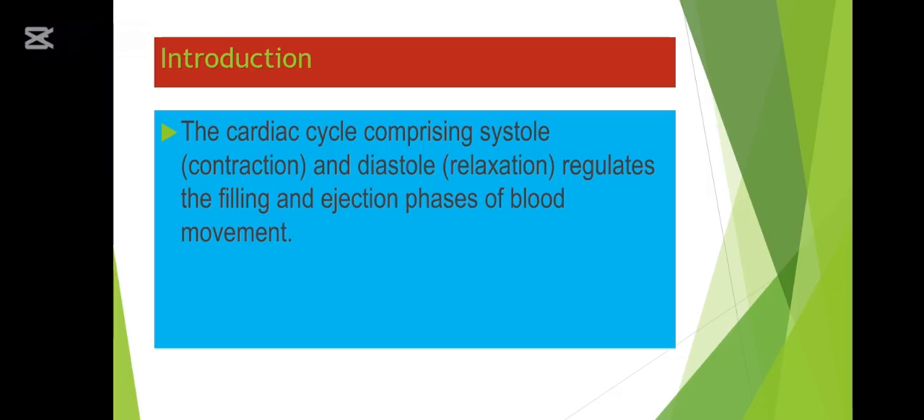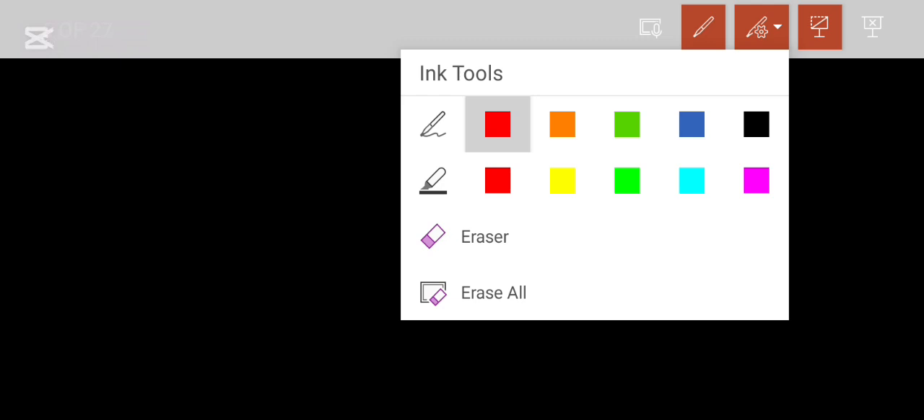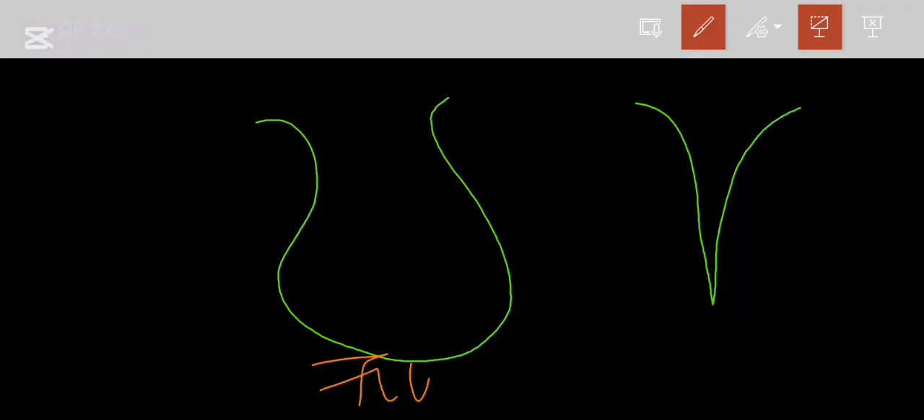So the cardiac cycle is comprised of two major processes: systole, which means contraction, and diastole, which means relaxation. And this regulates the feeding and ejection phases of blood movement. Okay, let me demonstrate what I mean here. Just imagine this is the heart. So we mean to say this is the feeding.